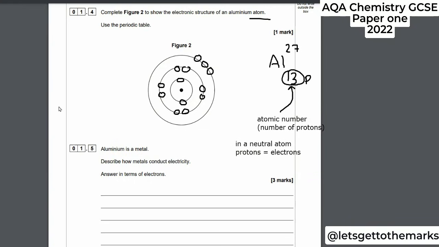Right, let's move on. Aluminium is a metal. Describe how metals conduct electricity. Answer in terms of electrons. So, a number of key points here.